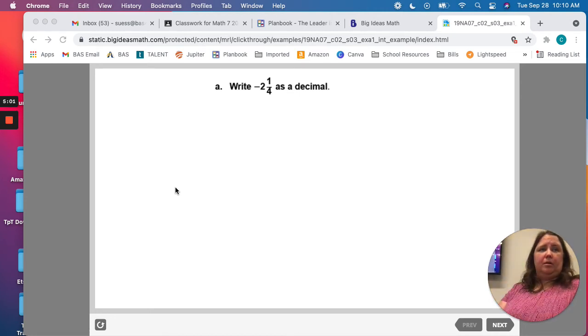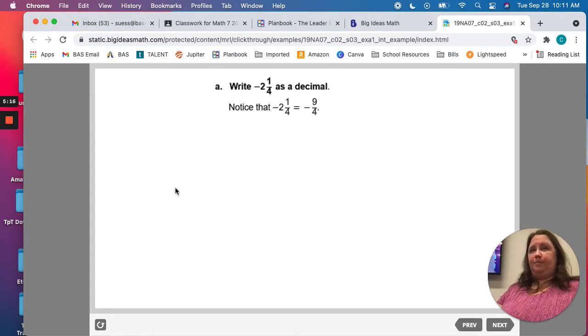Yeah, what's the whole number? 2. So I already know it's negative 2 point, and that fraction is the portion that changes to a decimal. You can do this on your calculator. You can do it by hand. I'm going to teach you both.